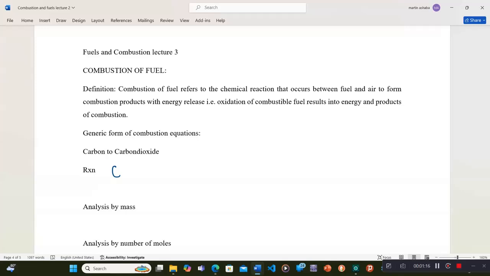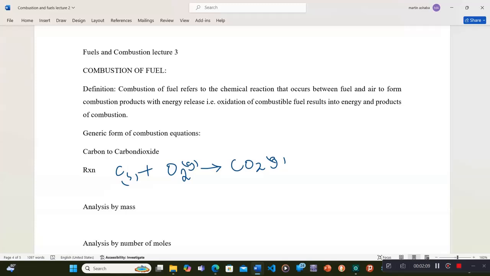So we have C, carbon, plus oxygen giving you carbon dioxide. This is a solid, this is a gas, and this is a gas. Now, analysis of this reaction by mass.